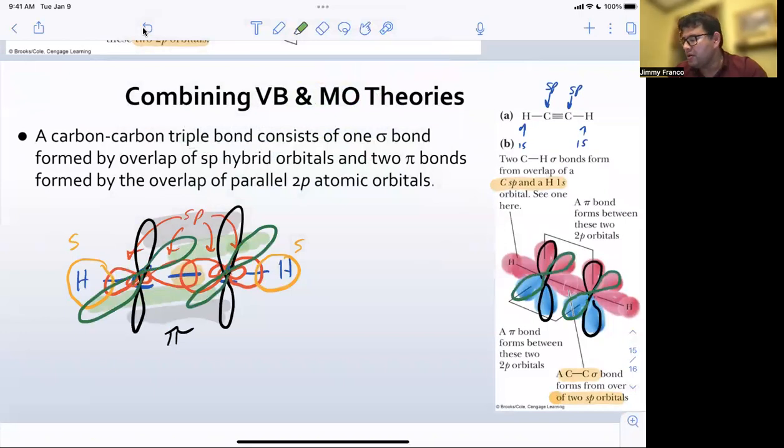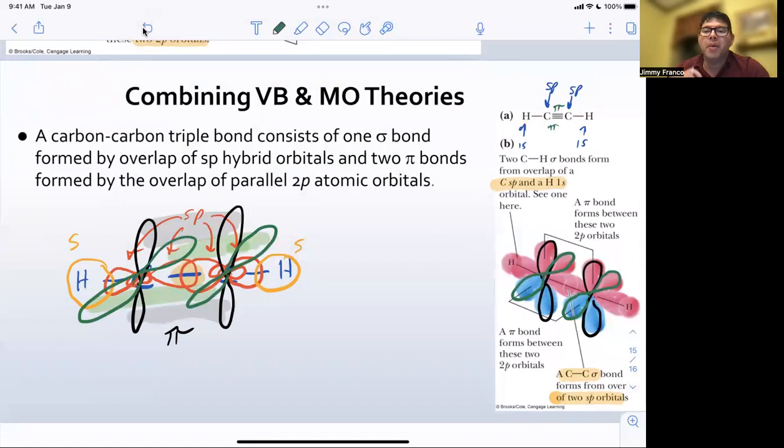So I know there's a lot going on. Maybe we can just take a step back. The first bond you ever make between two atoms is a sigma bond. So the carbon-carbon sigma bond, carbon-hydrogen sigma bond, and then on the other side, carbon-hydrogen sigma bond. Each additional bond after that first one is a pi bond. So this is going to have a pi bond on the top and a pi bond on the bottom.